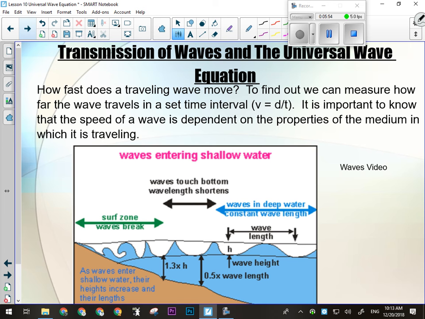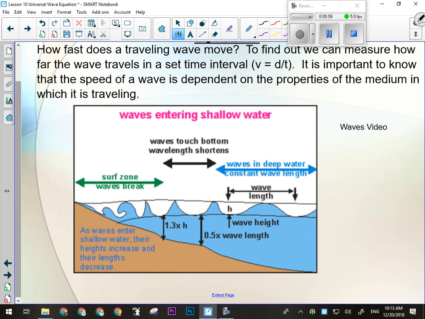So that's where the universal wave equation comes from, right? This is a diagram of something I tried to draw for you yesterday, and that was out in the deep ocean, waves travel very quickly, but as they come close to shore, they slow down. And when they slow down, their wavelength decreases. Okay, and that's why they get taller, why they rear up and curl, and look a lot different as they get closer to shore. The medium in which a wave is traveling determines the speed of the wave.